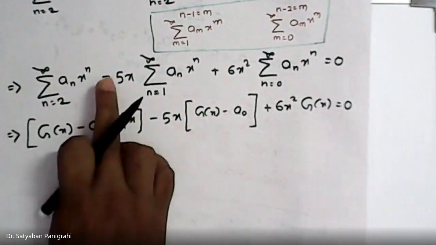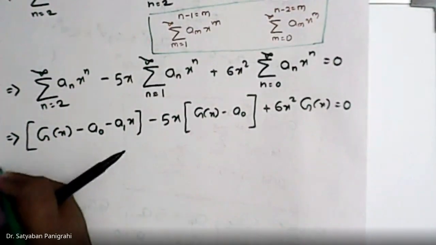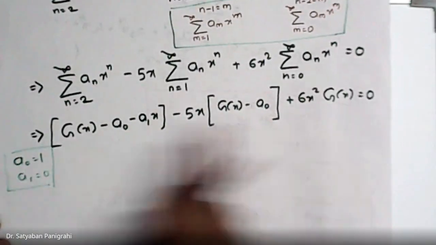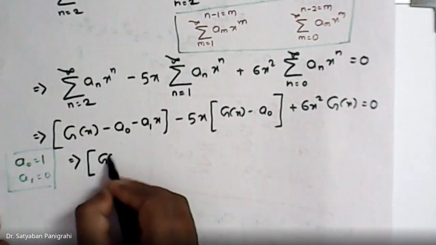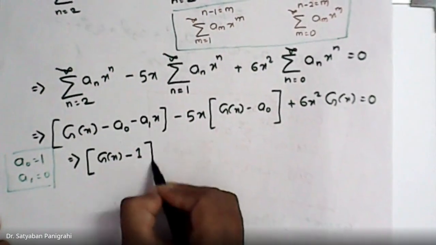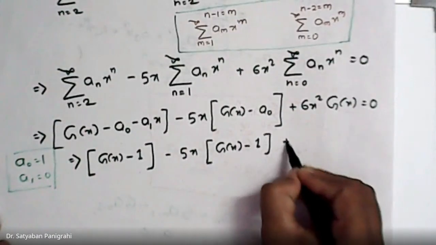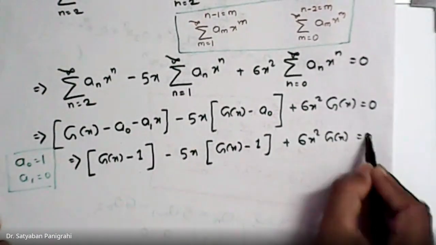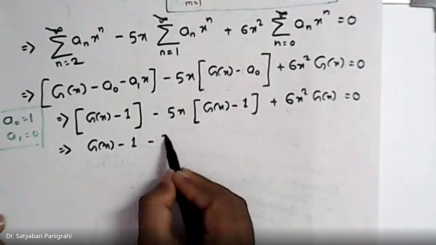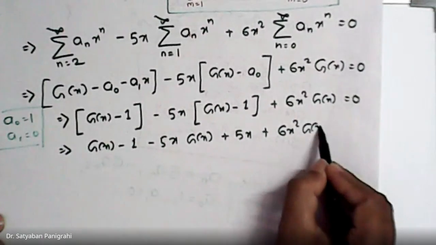Now writing the summation in terms of g(x). Now what do I do? I will apply my initial condition. As you know, given that a0 equal to 1 and a1 equal to 0, just substitute here. So this gives first g(x) minus, in place of a0 is 1, and in place of a1 is 0, so this term becomes 0, minus 5x times g(x) minus a0 equal to 1, plus 6x square into g(x). Now after writing that, I will do a little bit of simplification. So g(x) minus 1 minus 5x g(x) plus 5x plus 6x square g(x) equal to 0.